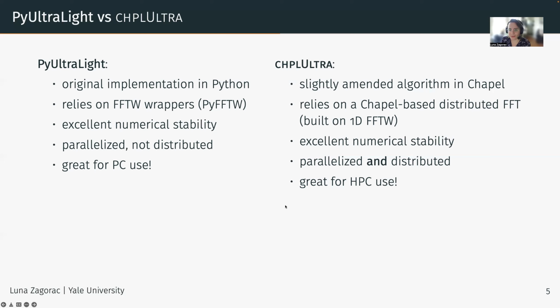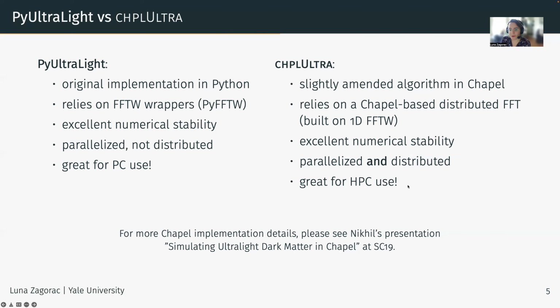So we use almost the same algorithm, and we rely on a Chapel-based distributed fast Fourier transform built on 1D FFTW. Again, we show excellent numerical stability. We are parallelized and distributed, which makes chplUltra great for HPC use. And this is what helps us utilize Chapel's native abilities and get our code to run faster and to run larger grids. If you're interested in more of the details of chplUltra, I won't be going into them here due to the constraint of time. However, you can see Nikhil's presentation on simulating ultralight dark matter in Chapel at Supercomputing 19 at the PAW workshop. If you Google this phrase, you are sure to find the extended abstract and probably the slides as well.